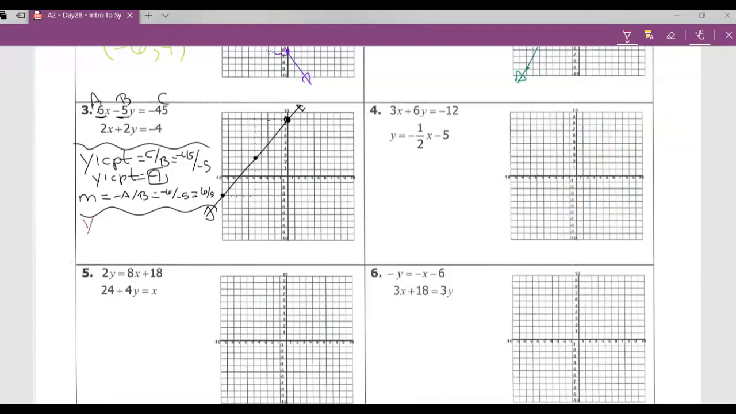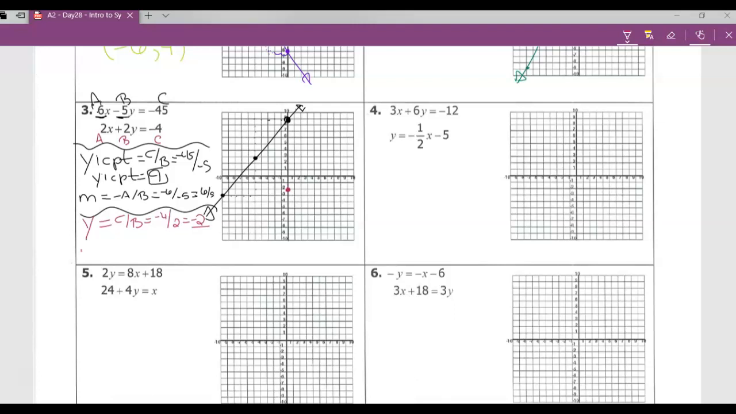To get the y-intercept, what I need to do is take my c value and divide it by my b value. In the second equation, I have a positive 2 for a, another positive 2 for b, and a -4 for c. So I'll take that -4, divided by my b value, which is positive 2, and I get an answer of -2. So there is my y-intercept, down here at -2.